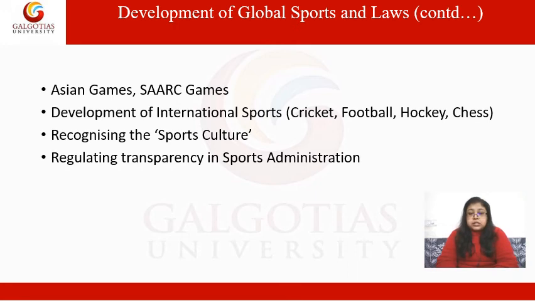Then there is regulating transparency in sports administration, starting from the Olympic to any regional game, any zonal game, any national game, or any domestic championship. We need to have proper administration, proper laws, and a proper body which takes care of whether the game is being played nicely and properly, and whether something illegal, something which should not ideally happen, is happening or not. All of this needs to be taken care of. So for that reason, we need a proper mechanism and we need to ensure transparency.